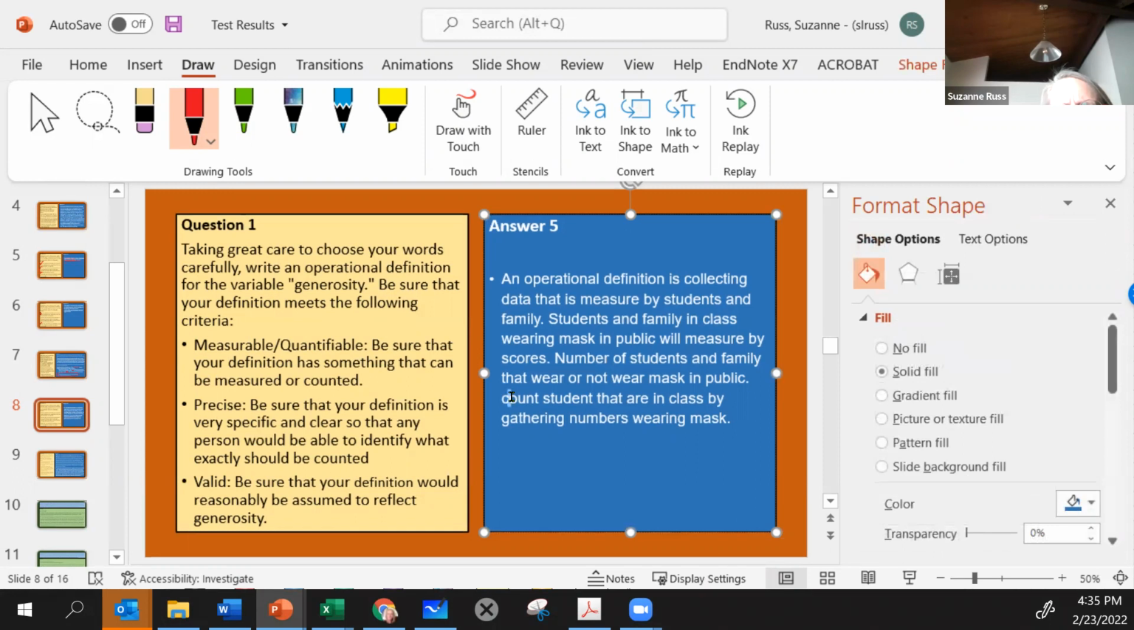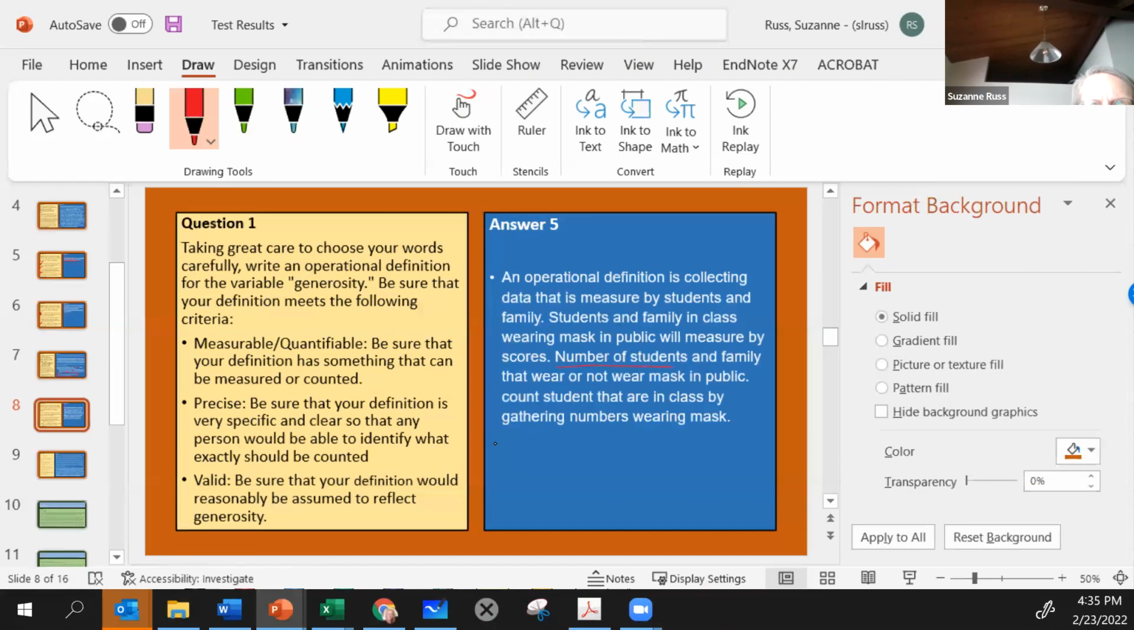What do we think? We have an attempt at measurable, right? Numbers of students. That sounds like something we're going to be counting. Is this valid? Does it have to do with generosity? What do you think? It's a little bit tough, right? I think that this could be a measure of generosity. Some people wear masks to protect others. So I think we could build the case that this is valid.